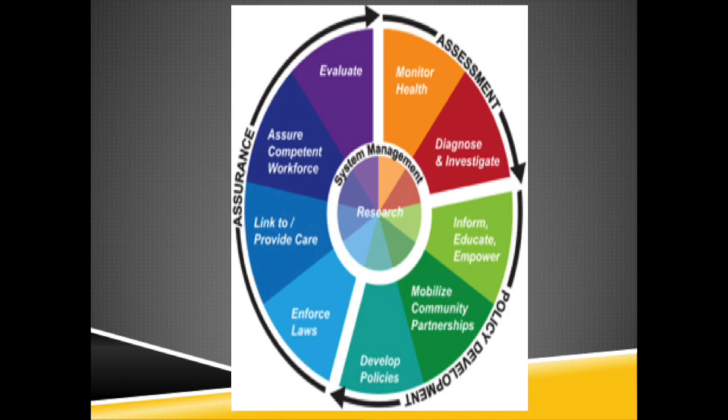Here you see in this diagram that it encompasses the assurance, the assessments, and the policy development of how the system is working in your organization. So what would be those different factors? Well, for example, you need a group to evaluate. You need another group to maybe link individuals such as patients to medical care.